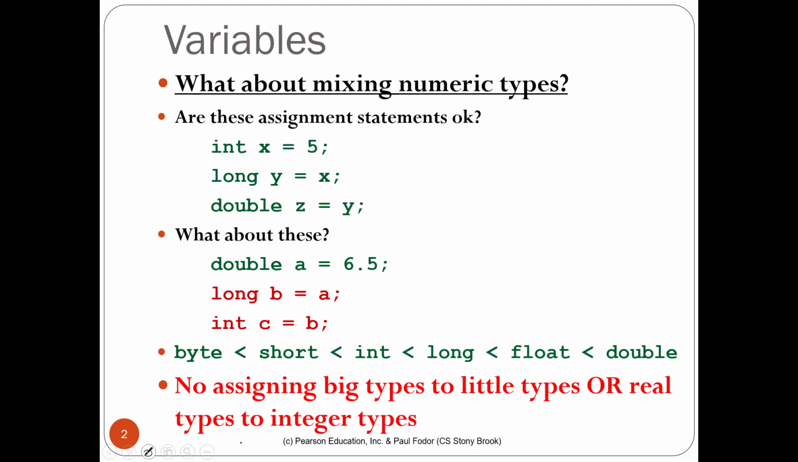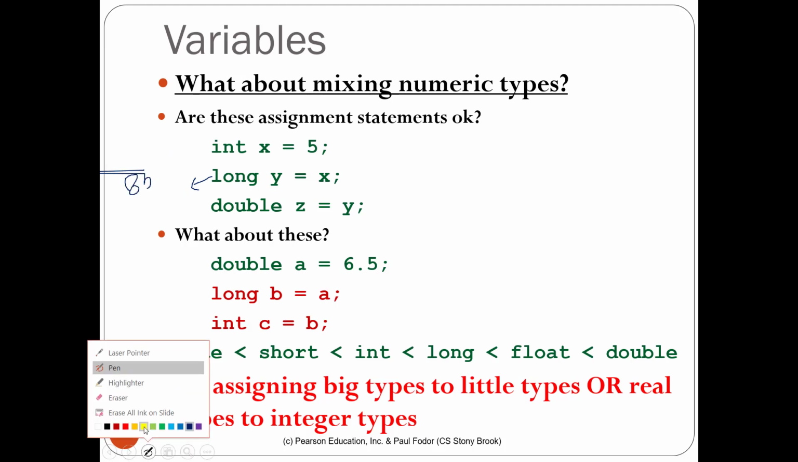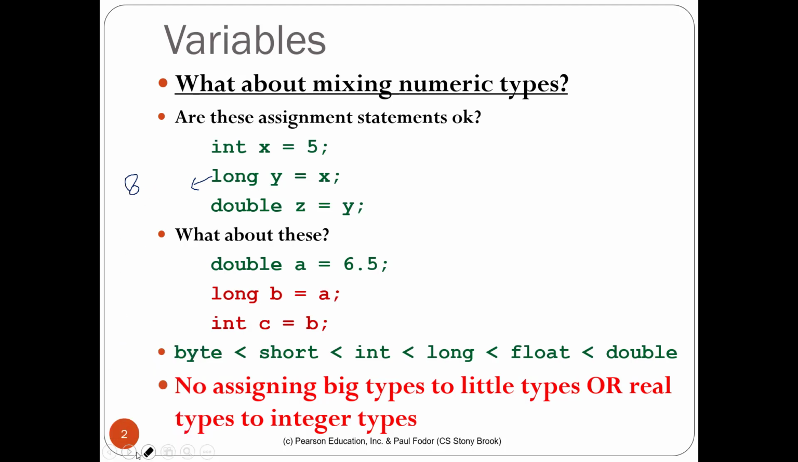So this relates to the concept right here. The point is that long has 8 bytes, sorry about that. Long is for integers, and similarly int is for integers, and long is 8 bytes whereas int is 4 bytes. So assignment from a lower size to a higher size is allowed. That kind of assignment you can do.